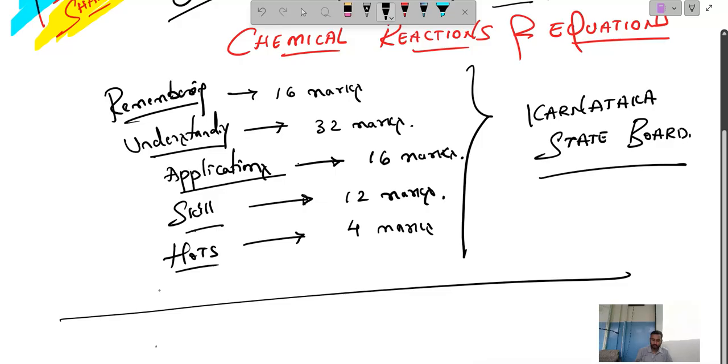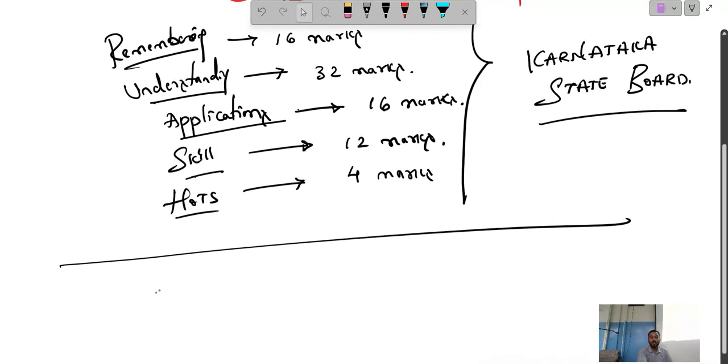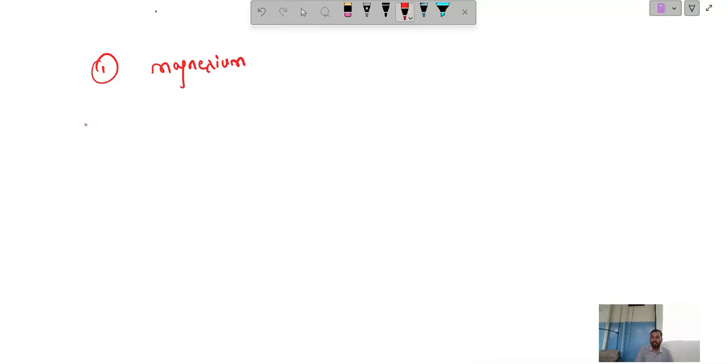Now, let me start simplifying science. The first chapter, Chemical Reactions and Equations. In the first chapter, if any question is going to appear on the first topic, on the first activity, that is magnesium reacts with air, how will the questions be asked? Which other types of questions will be asked on this topic? Magnesium reacts with air.